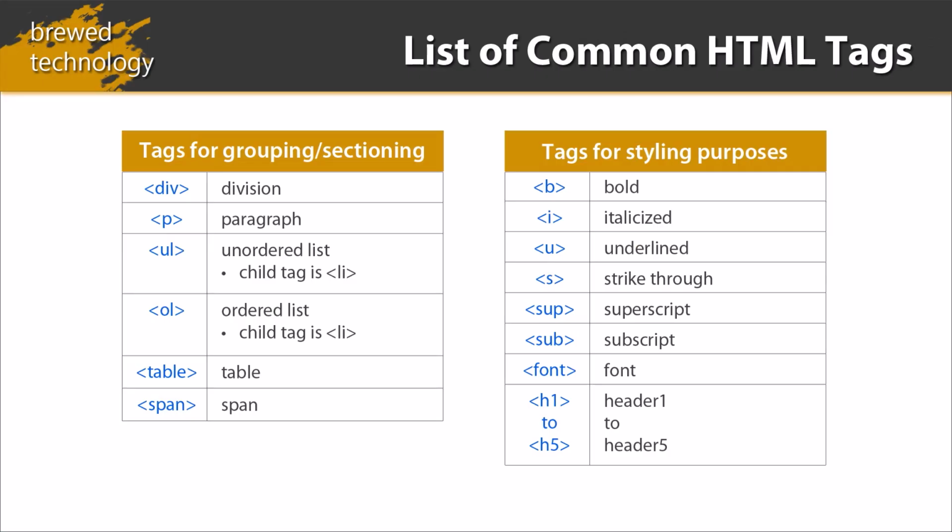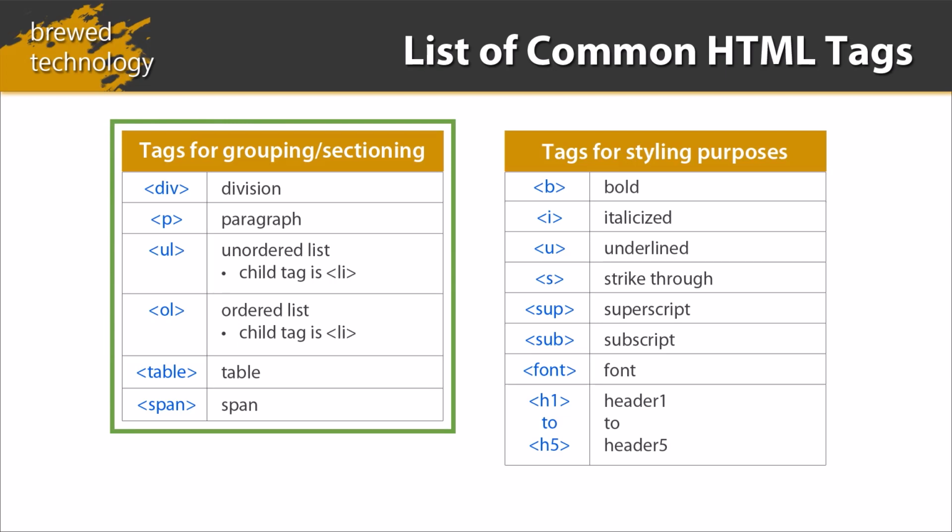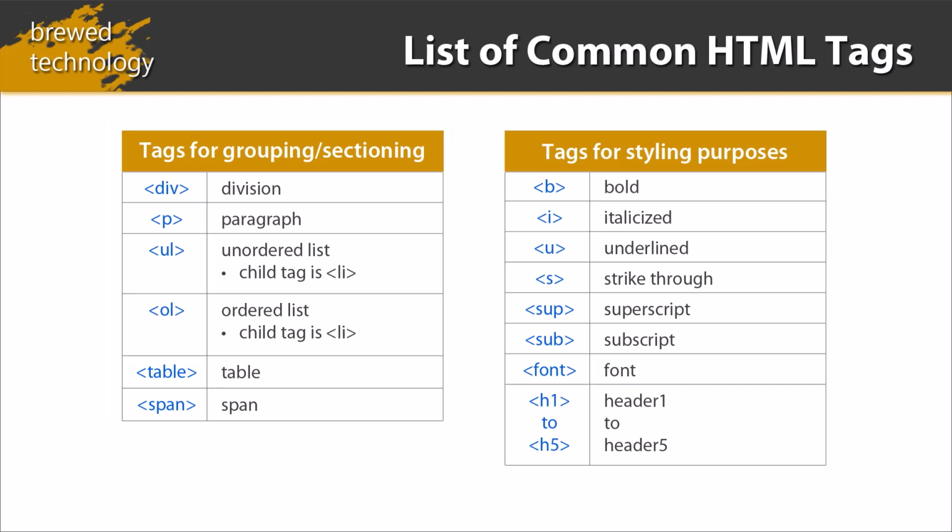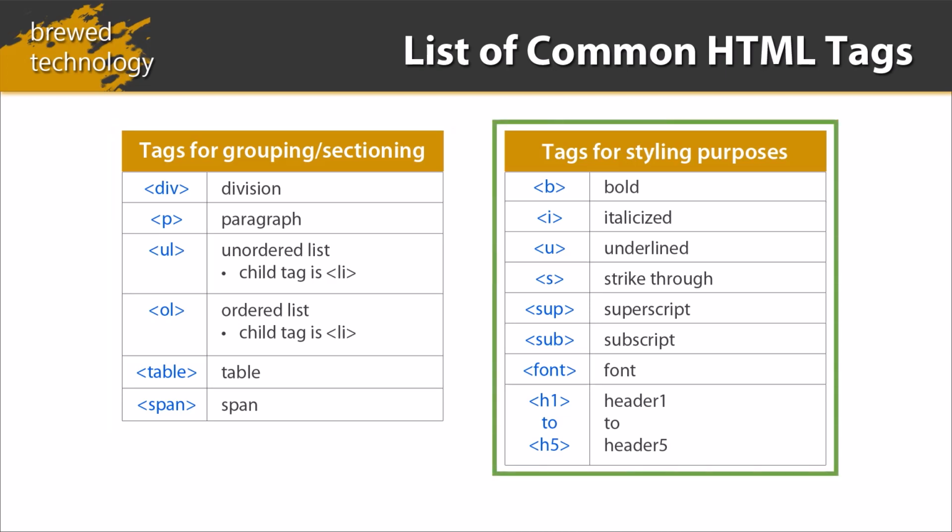To facilitate your learning, we have grouped the commonly used tags based on their purposes. Here, we have tags that are used for grouping or sectioning parts of a web page, such as division, paragraph, lists, and tables. We also have tags for styling purposes such as displaying text in bold fonts, or italicized, or underlined, etc.